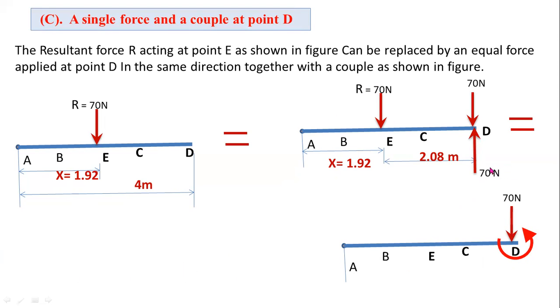This is 70 newton force and this 70 newton force. These two forces form a couple at point D. The value of this couple is force into distance between two forces. The force is 70, and the distance between two forces is 2.08. This is the magnitude of the couple. Here you can observe I shifted this single force from point E to point D, by adding two equal and opposite forces at point D. This is the final answer for this question.